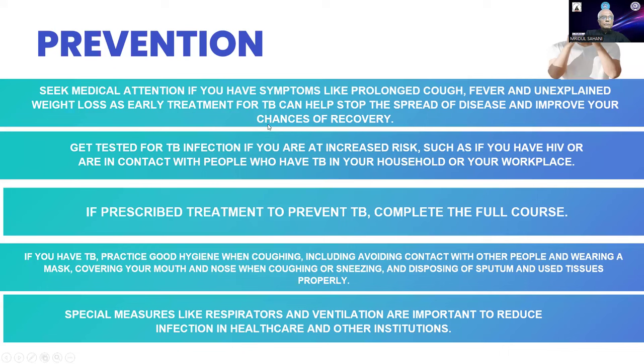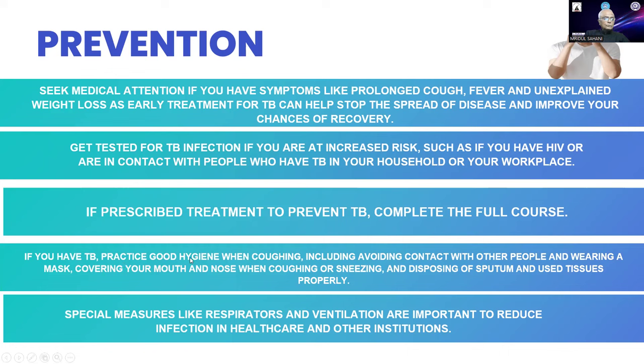Prevention. How can you prevent this disease? Attention has to be given to cough, fever, and unexplained weight loss. Get tested for tuberculosis infection if you are at increased risk, if you have HIV, or other contact with people who have TB in your household. If prescribed treatment to prevent TB, complete the full course. So ATT means you have to take a full course of the medicine, which comprises 8 to 9 months.